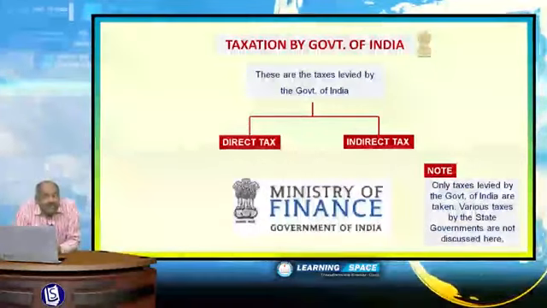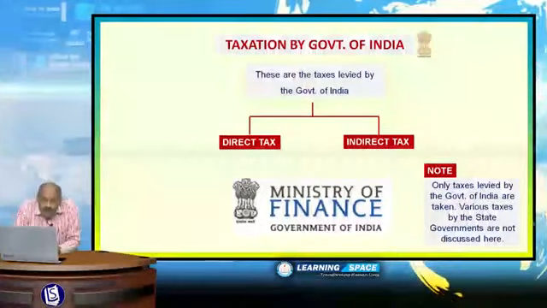Taxation by the Government of India. We pay taxes to the Government of India because the Government of India has to take care of us. Government of India has to build roads. Government of India has to make arrangements for the common man to live. They have to go for dams. They have to go for irrigation facilities.